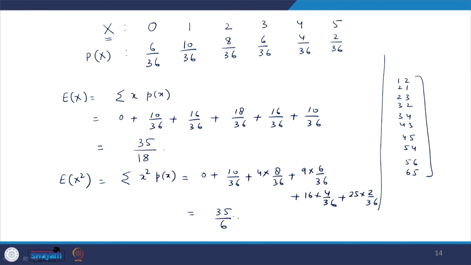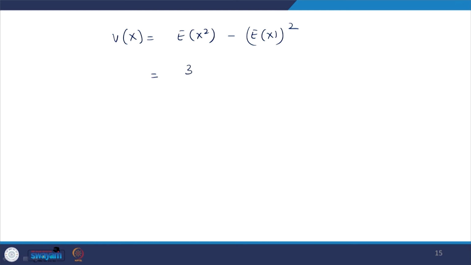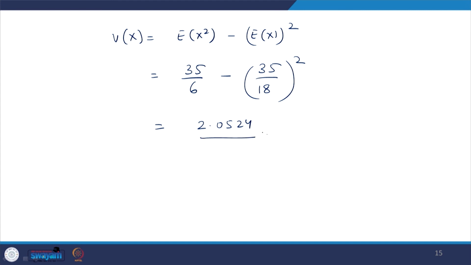Now, what will be the variance of X? As per the formula, the variance of X is the expectation of X square minus the expectation of X whole square. Expectation of X square is 35 by 6, minus expectation of X, which is 35 by 18, whole square. So, this value will come out to be nearly 2.0524. You can simplify and see.